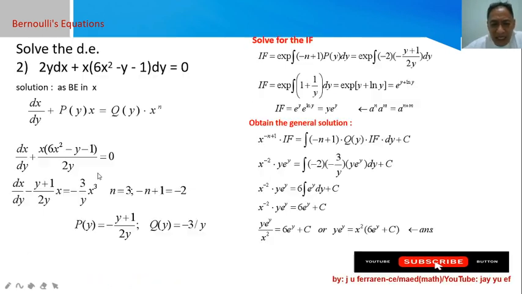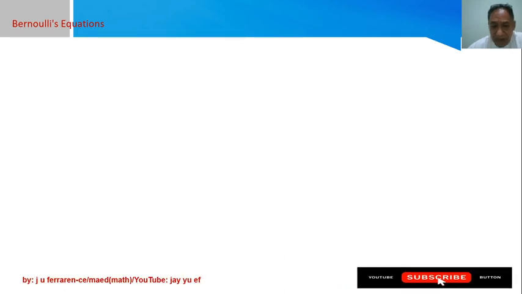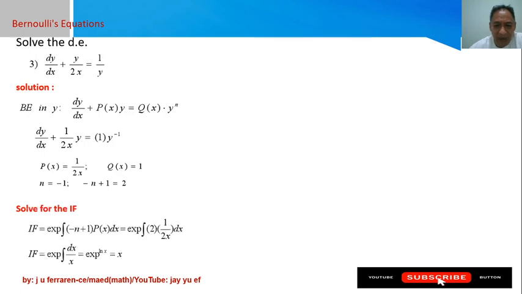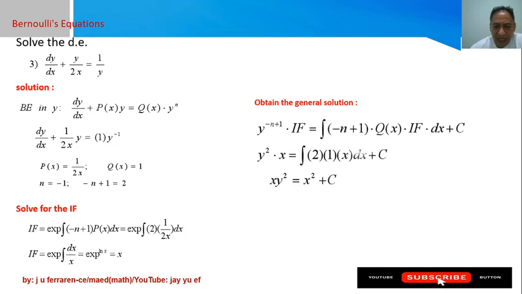Guided with the formula. So the formula can be equal to, what's our formula? So that is y to a power of minus n plus 1 multiplied with the IF, right? And that's equal to the integral of the minus n plus 1 multiplied with the Q of x times the IF. So integrate that with the variable x, then add your c, because this is a general solution.